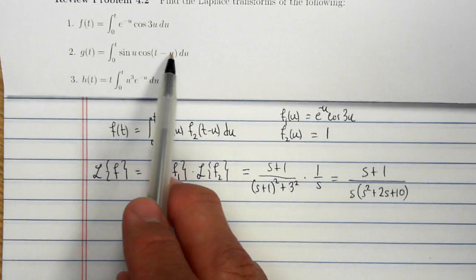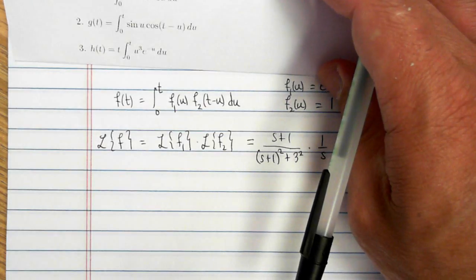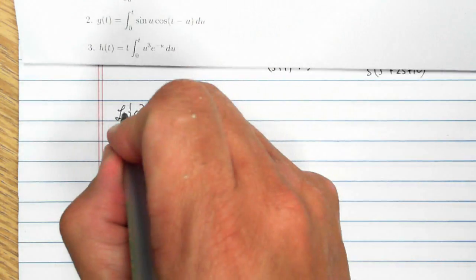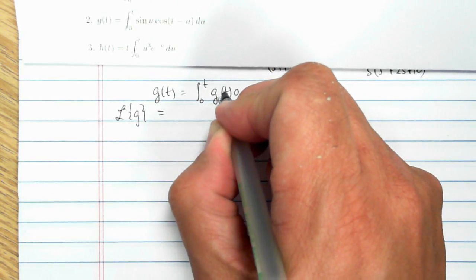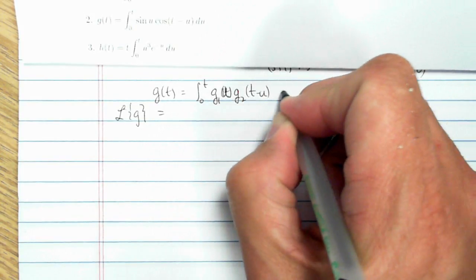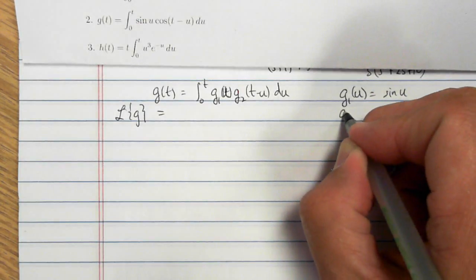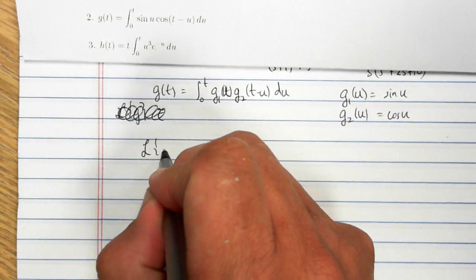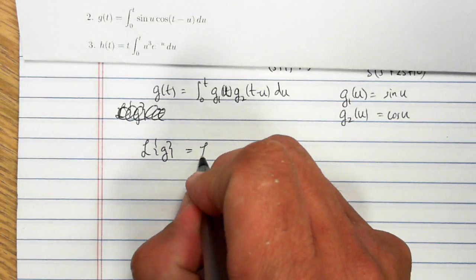Okay, number 2. This is a convolution, written more simply. Let's write it like this. g of t is equal to the integral from 0 to t of g1 of u times g2 of t minus u du, where g1 of u is sine u and g2 of u is cosine u. And so, since g is the convolution of these two functions, the Laplace transform of g is going to be the product of the two Laplace transforms.